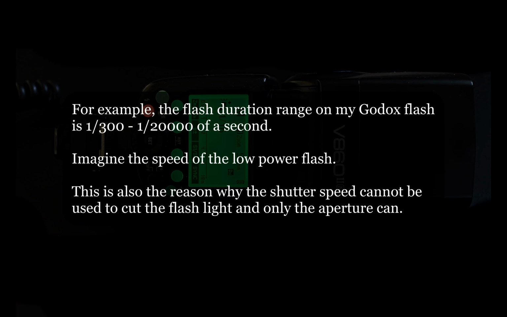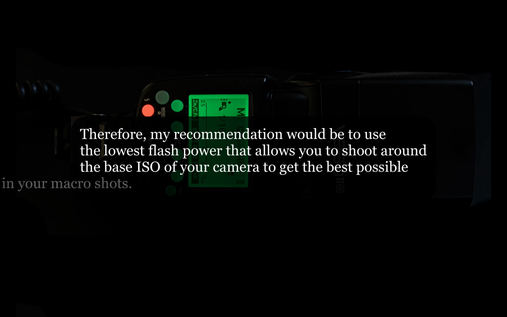This is also the reason why the shutter speed cannot be used to control the flash. Only the aperture can be used to cut light from the flash. Therefore, my recommendation would be to use the lowest power flash that allows you to shoot around the base ISO of your camera to get the best possible details in your macro shots.